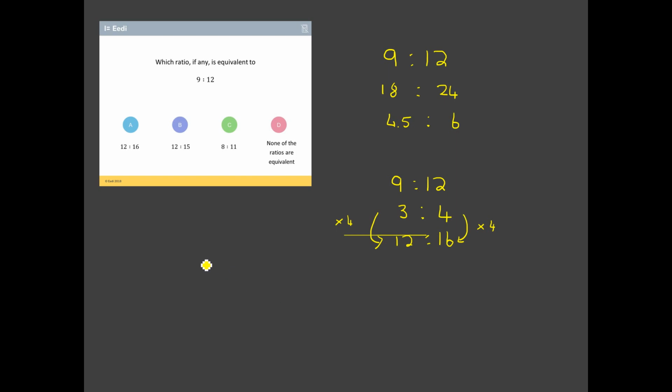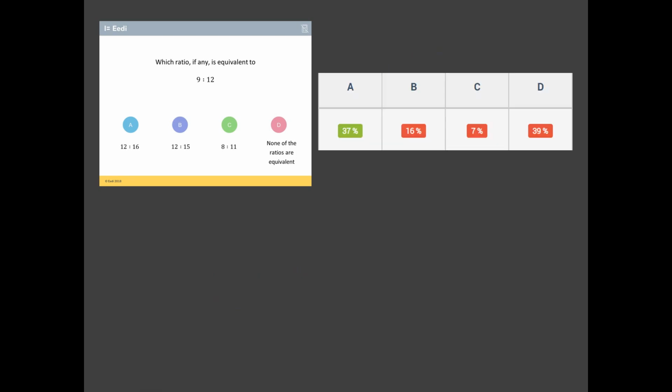Now, it would have been very hard to go straight from 9 to 12 to 12 to 16. That's tricky to do. But if we put in this middle step and we go from 3 to 4 first, it's then much easier to see it. So whenever we're looking for equivalent ratios, sometimes it makes sense to simplify first and then build back up. Okay, so we're claiming the answer's A. Is that right? Well, yeah, it is.